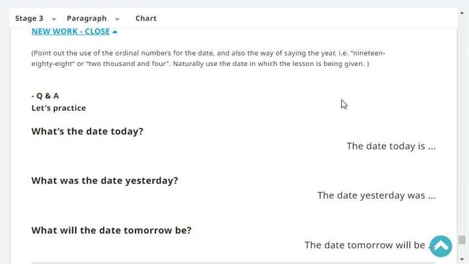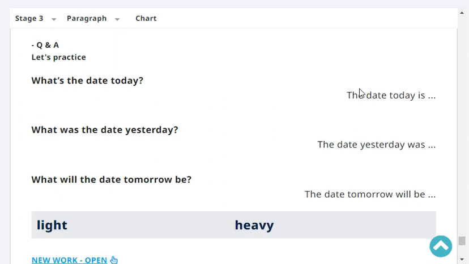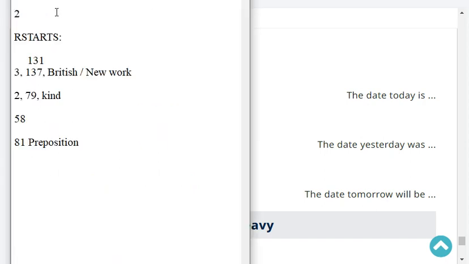What was the date yesterday? The date yesterday was the 1st of November, 2023. What will the date tomorrow be? Oh, it's a holiday. What will the date tomorrow be? The date tomorrow will be the 3rd of November, 2023. Very good. Okay, so now let's move on to reading.